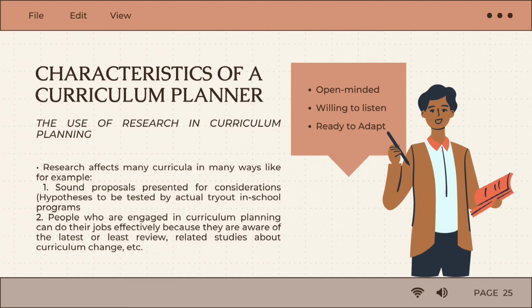Next is the use of research in curriculum planning. Research affects many curricula in many ways, for example, sound proposals presented for consideration. People who are engaged in curriculum planning can do their jobs effectively because they are aware of the latest or at least reviewed related studies about curriculum change.